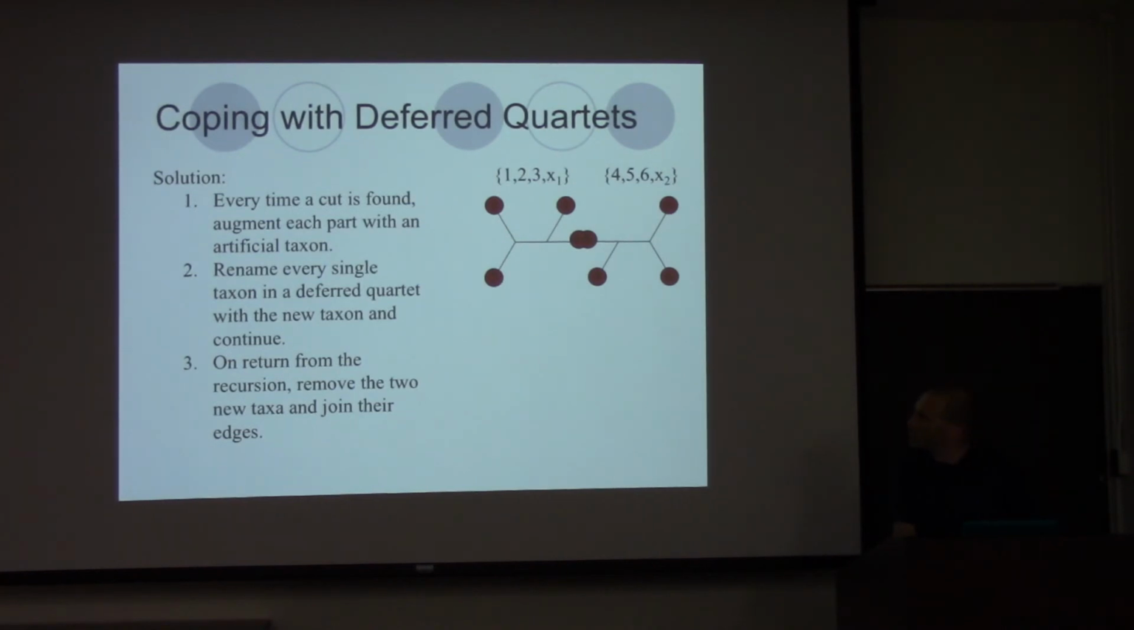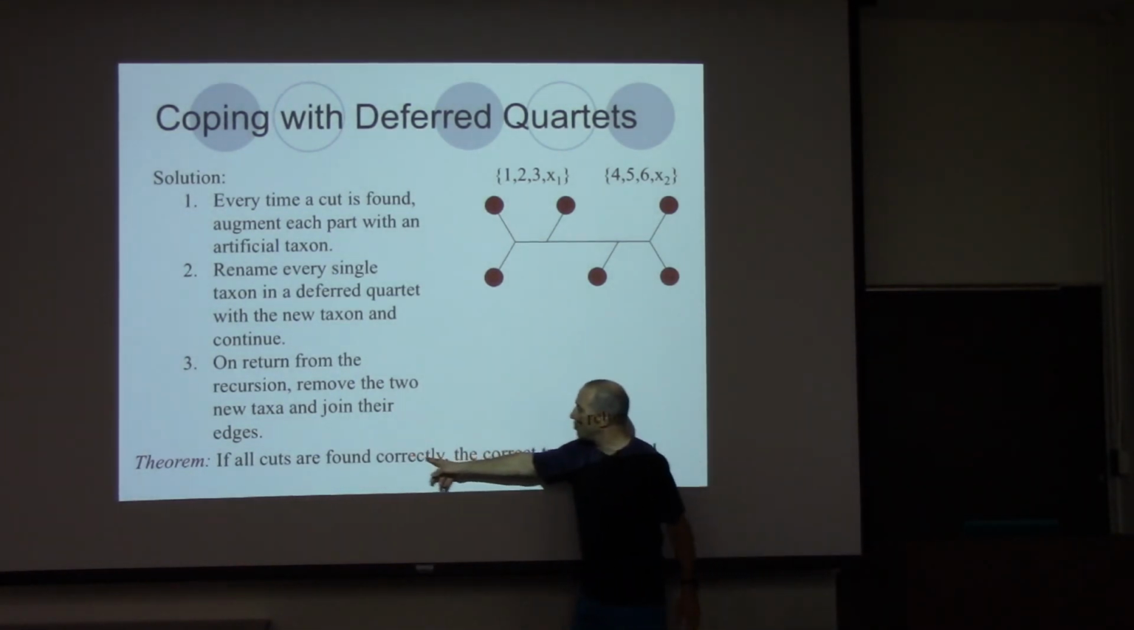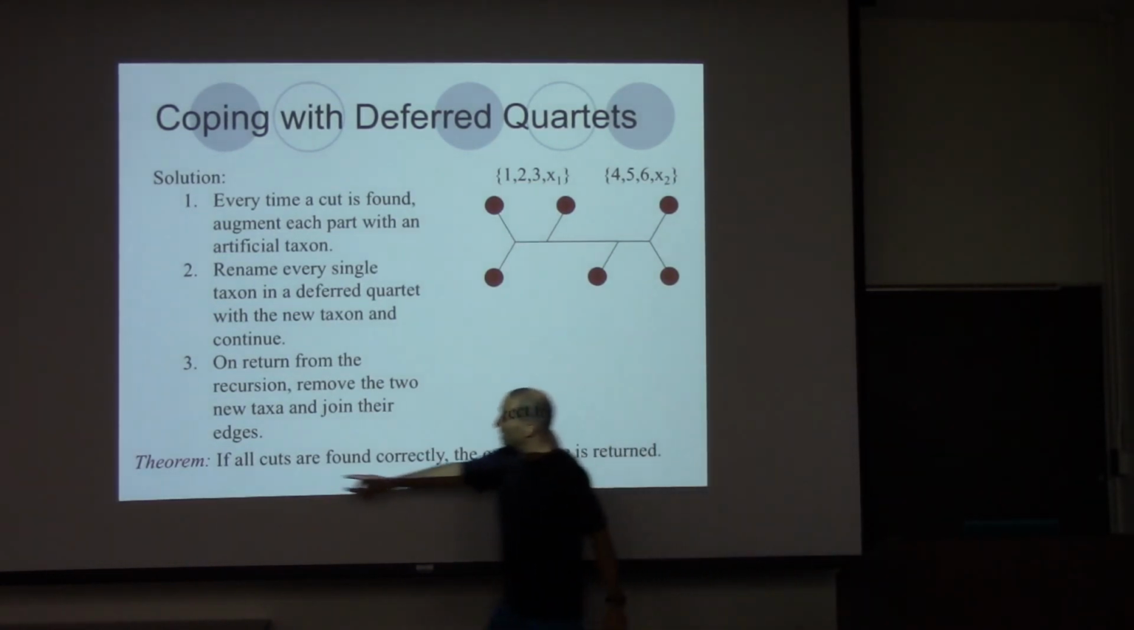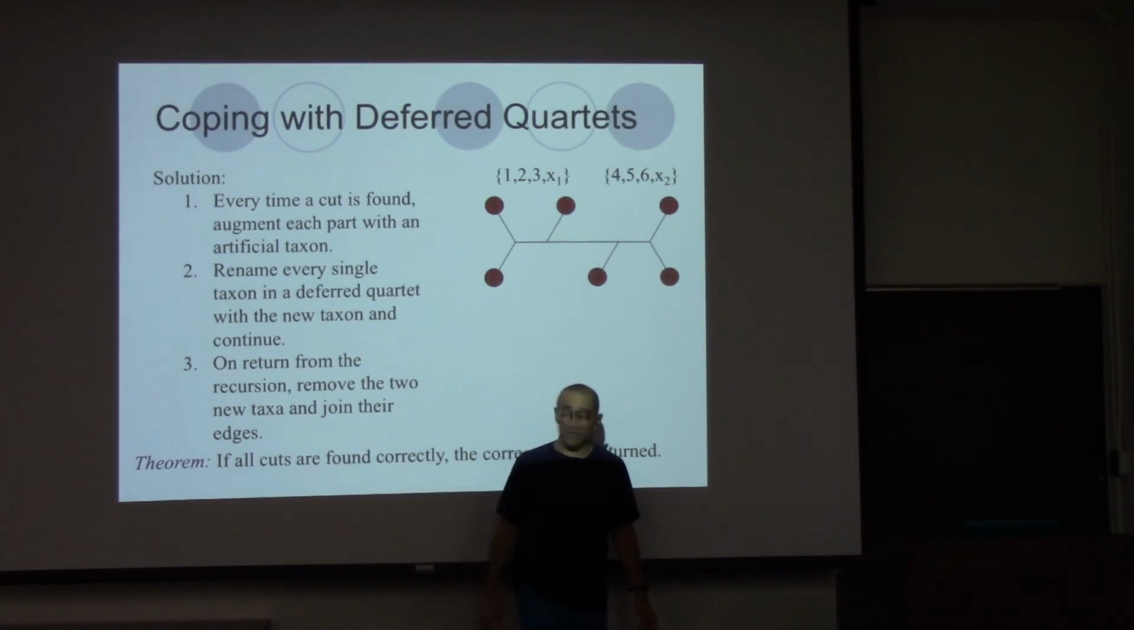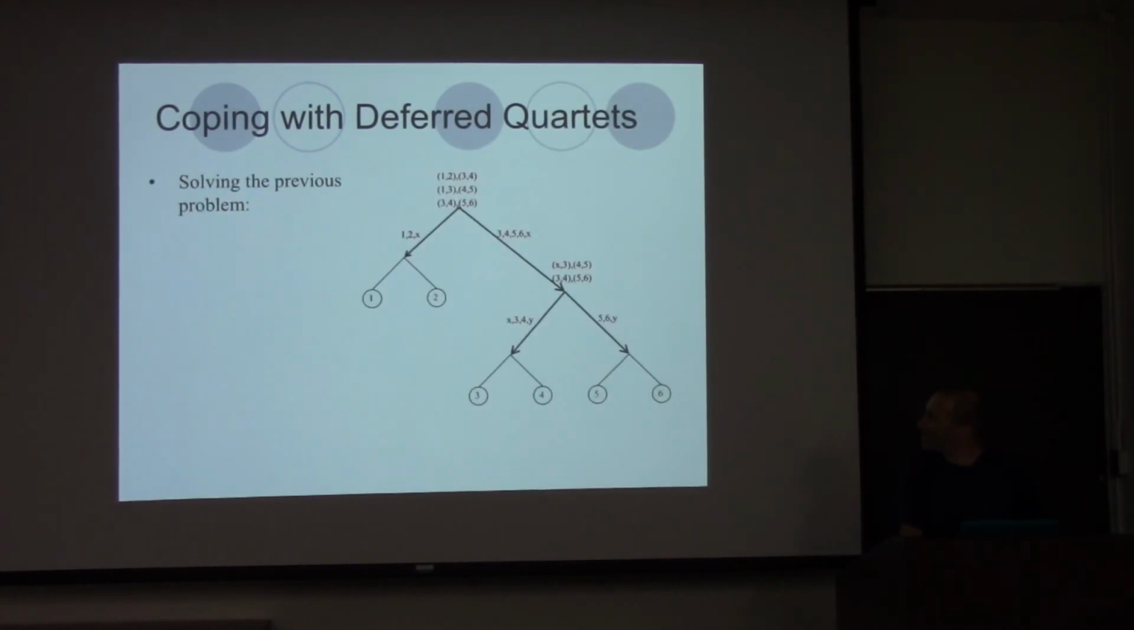I don't want to go into that too much, but the theorem says that if all cuts are found correctly, the correct tree is returned. So again, it's somehow solving an NP-hard problem, but only if all cuts are found correctly, and of course the cuts are not found correctly, at least in theory. So we did not solve an NP-hard problem. Okay, and this is the tree.